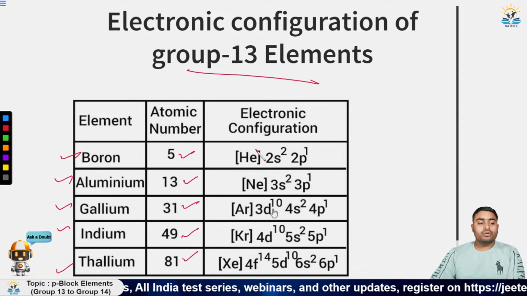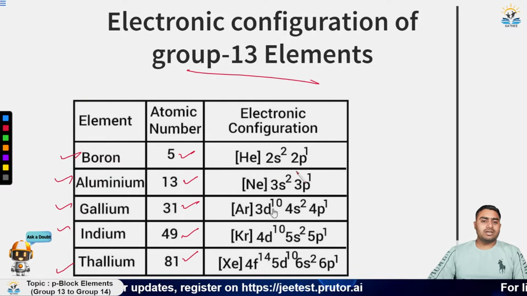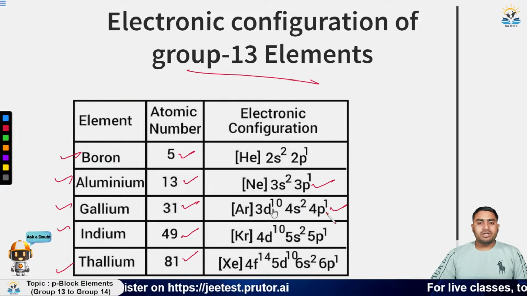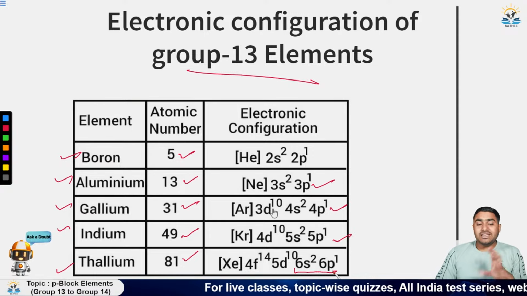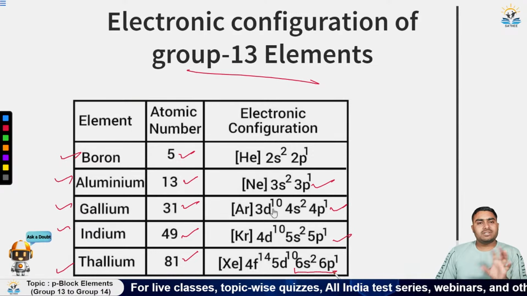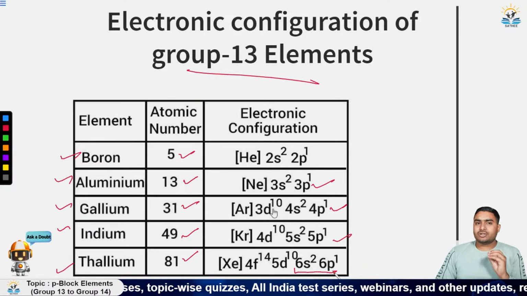The electronic configuration of boron is helium, then 2s2 2p1. I am not discussing the other ones, I am just showing 3s2 3p1, 4s2 4p1, 5s2 5p1 and 5d10 6s2 6p1. I am not discussing the initial electronic configuration, I am just discussing the valence electronic configuration, right?